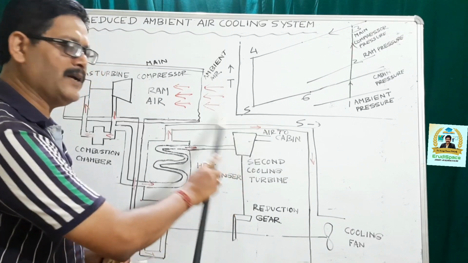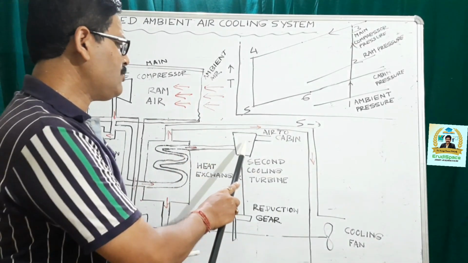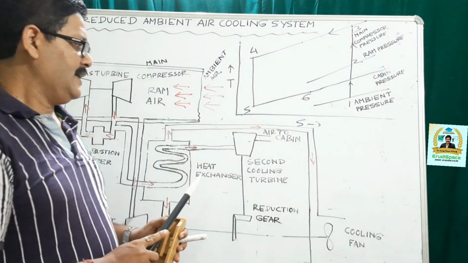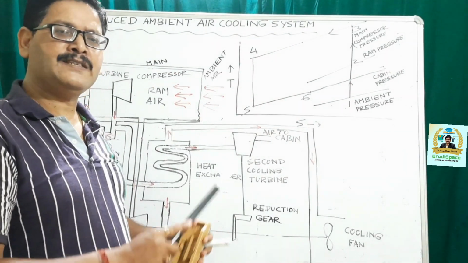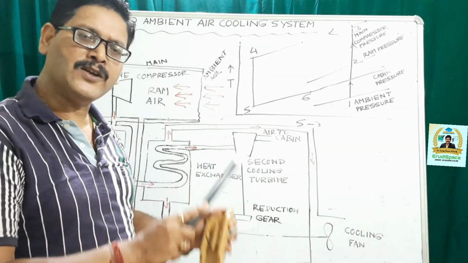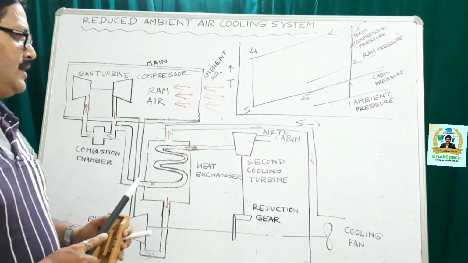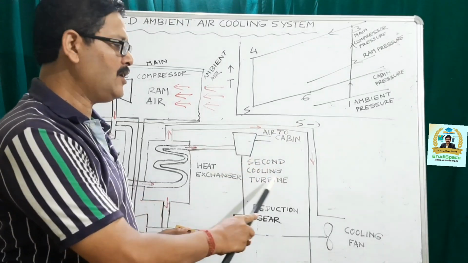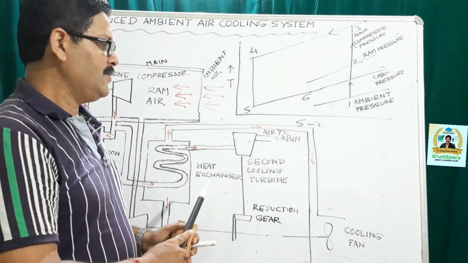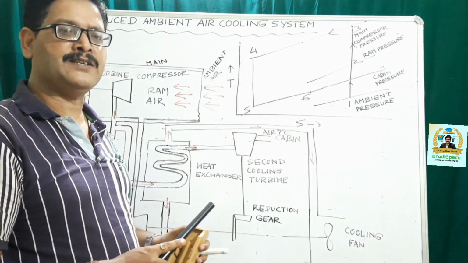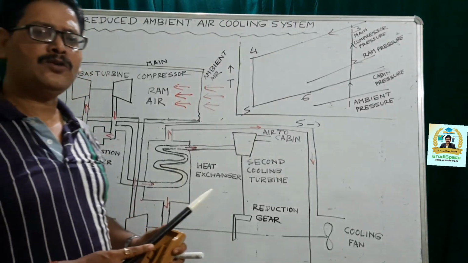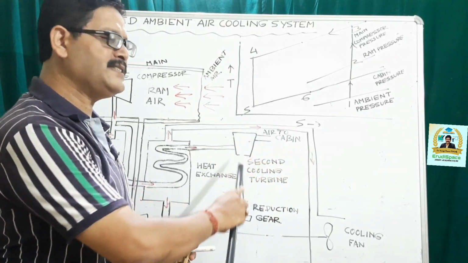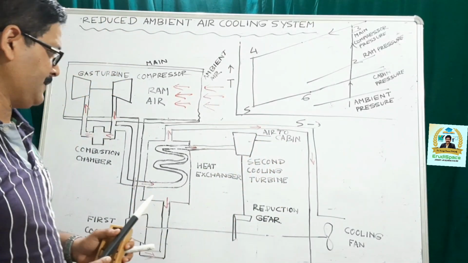the second cooling turbine. In the second cooling turbine, it further expands and due to this, its temperature is further reduced. Then this air is taken to the cabin or cockpit from where it receives heat from the space to be cooled and it actually produces the desired refrigerating effect.